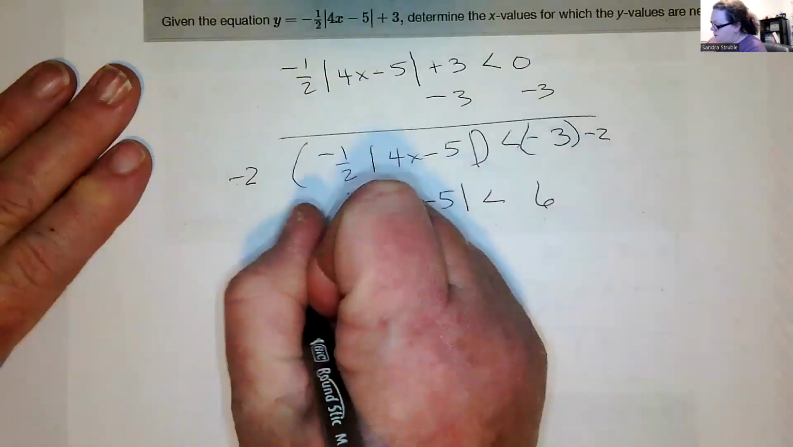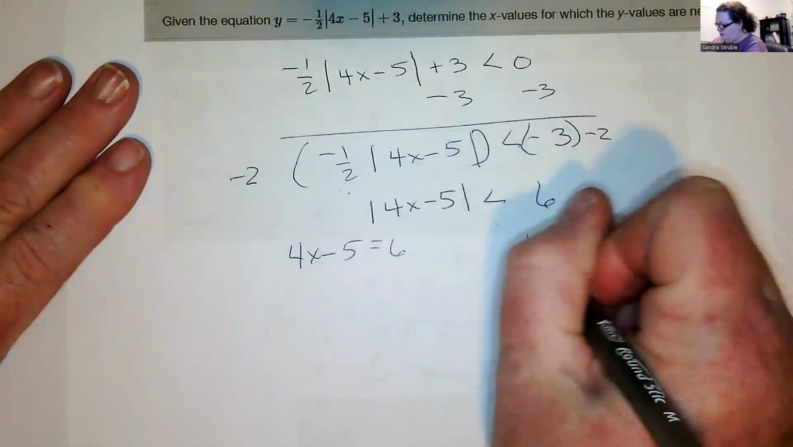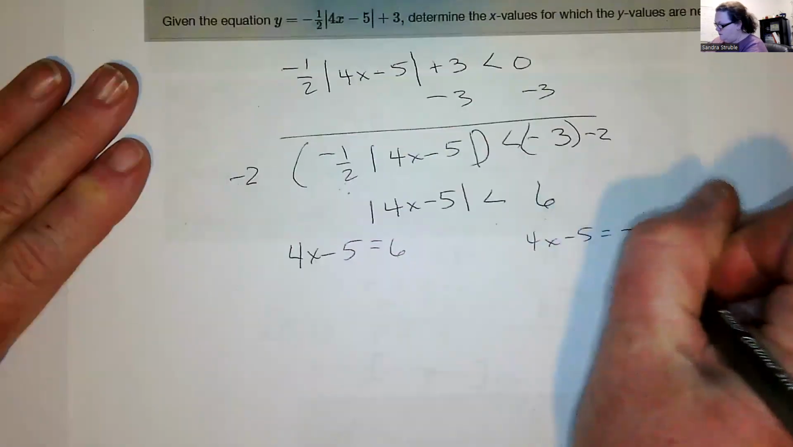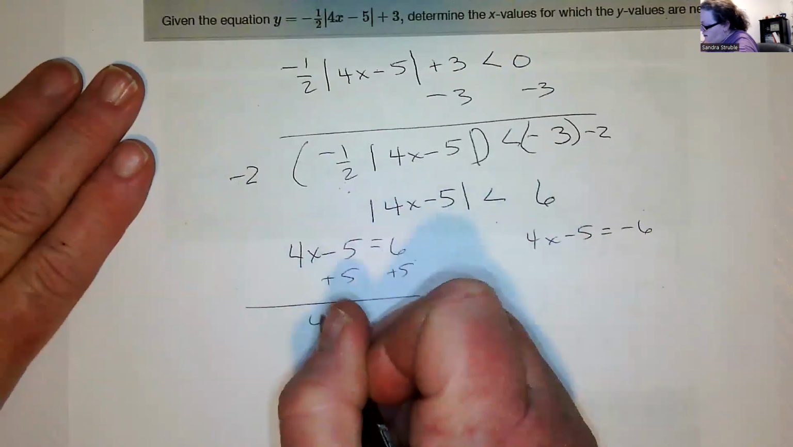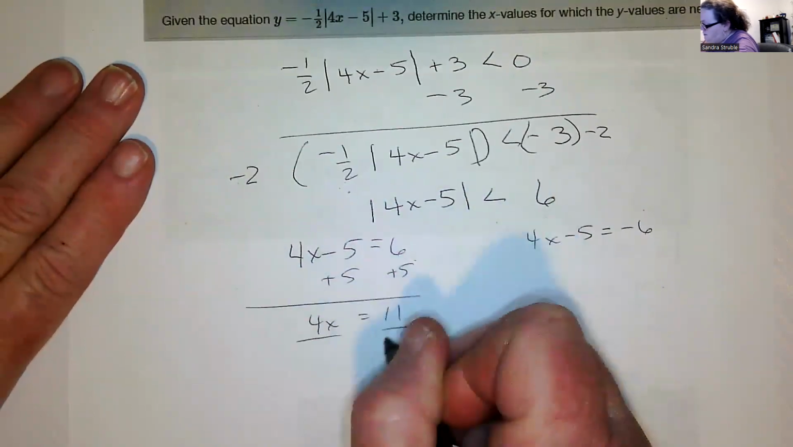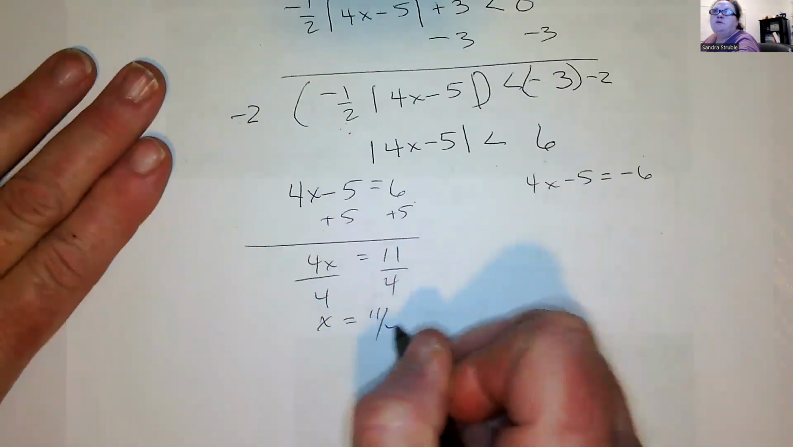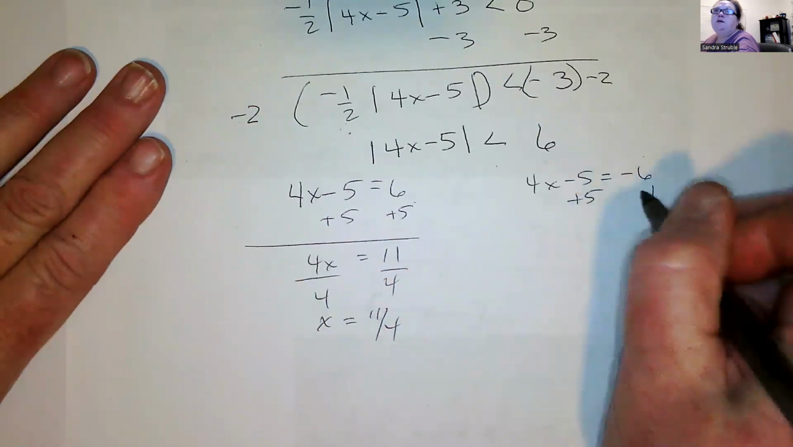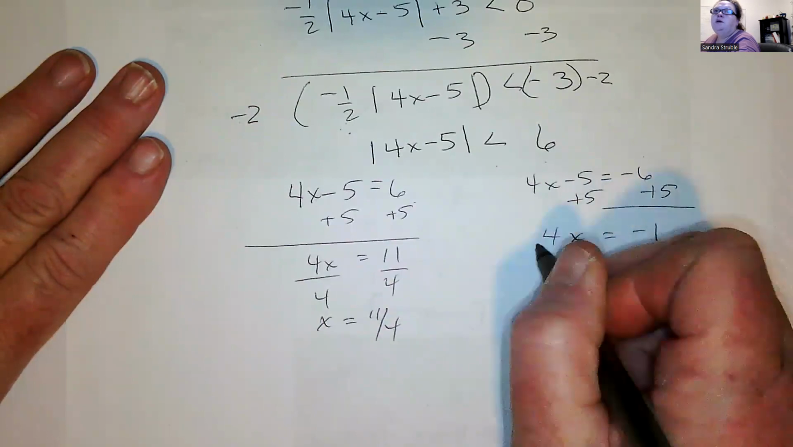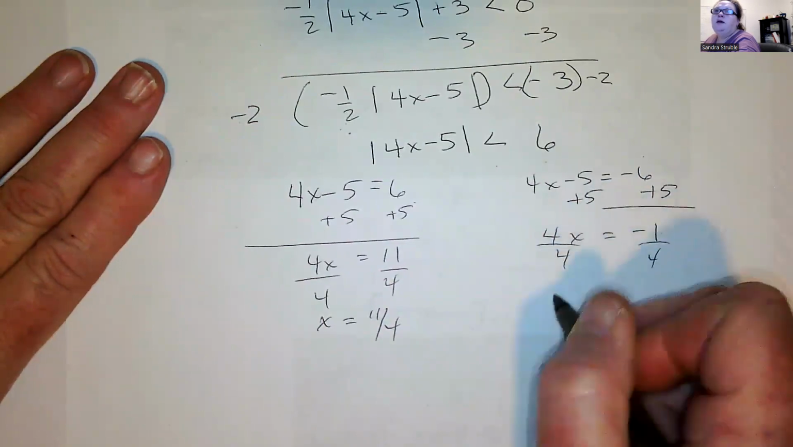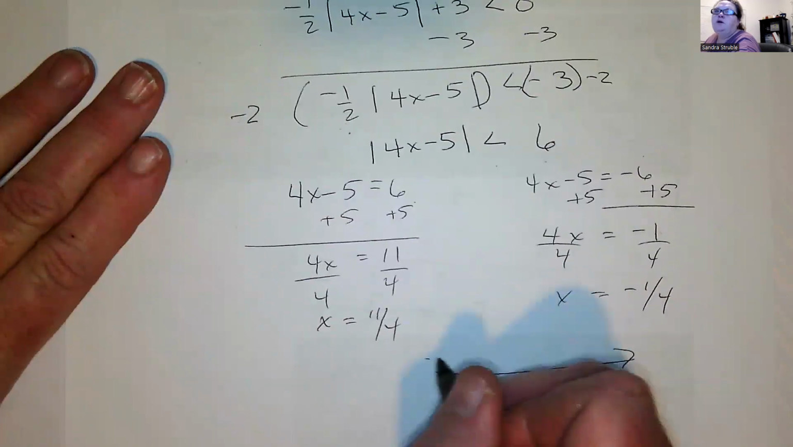So 4x minus 5, I'm going to set that equal to 6. And 4x minus 5 equal to -6. All right, adding 5 to both sides. 4x is equal to 11. Divide both sides by 4. And x equals 11/4. Add 5 to both sides for the other one, and I get 4x is equal to -1. Divide both sides by 4. x equals -1/4. What does this look like on the number line?